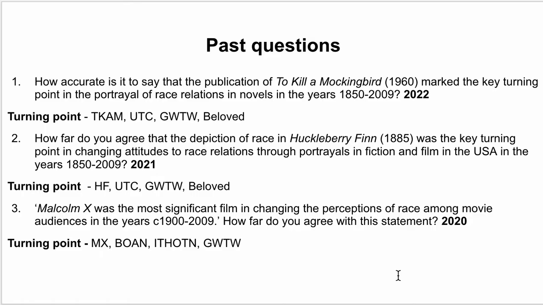So again, you can see this is a turning points question. Question 3 from 2020. Malcolm X was the most significant film in changing the perceptions of race among movie audiences, 1900 to 2009. How far do you agree? So you start with Malcolm X, then you could talk about Birth of a Nation, In the Heat of the Night, maybe Gone with the Wind. Those could be paragraphs you could talk about. Again, I think it's really important to talk about the historical context, and the extent to which these things changed perceptions of race among movie audiences.